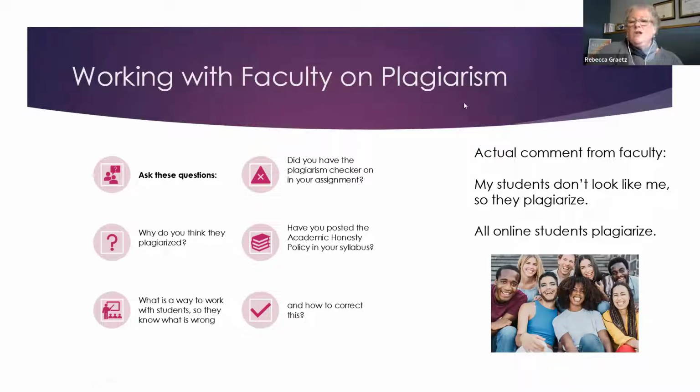And this is a picture that I've put there, and this is intentional. This is a comment from faculty. My students don't look like me, so they plagiarize. That's really not fair. And all online students cheat and plagiarize. How many of you have that conversation all the time with your students? Again, you can just put it in the chat. I just like, why do you have that understanding?